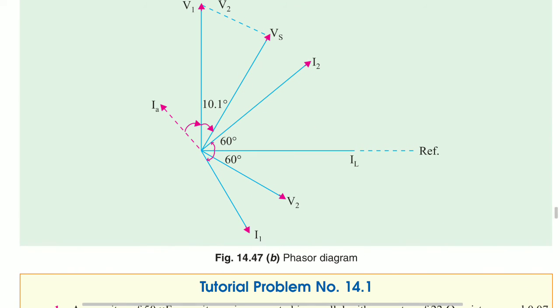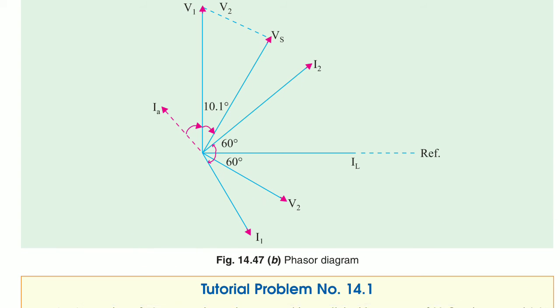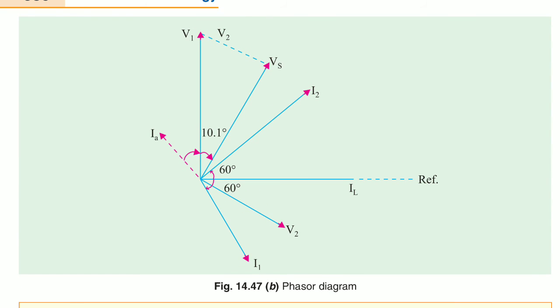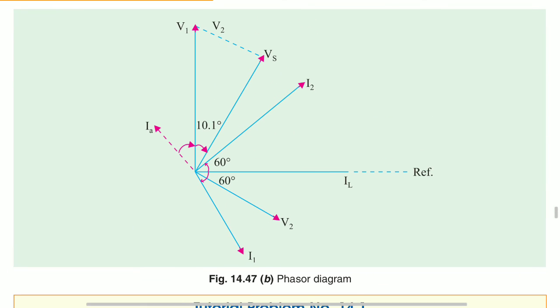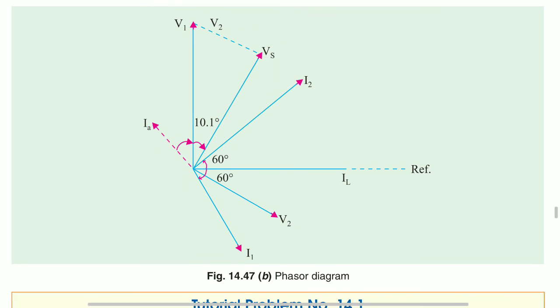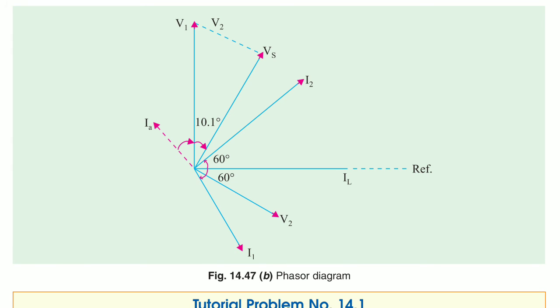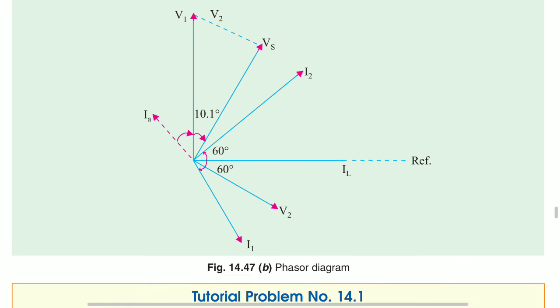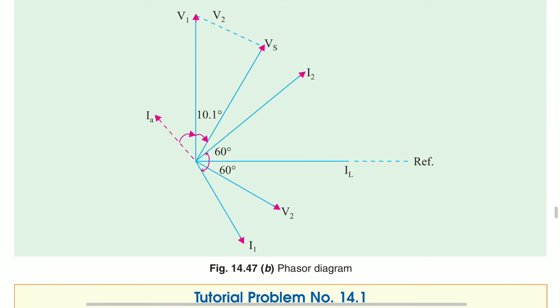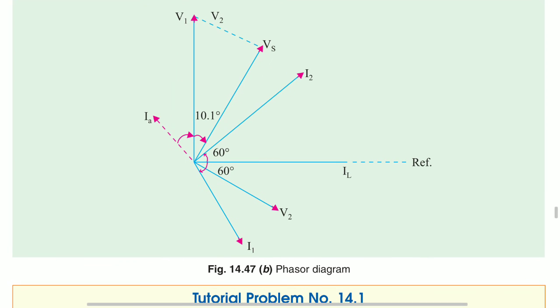Here the phasor diagram is: here I1, Ia, I1, I2, Ia and IL. IL is the reference, and here V1, V2, Vs. This is the phasor diagram they give you. So I2 and I1 are 60 degrees apart. Observe this one from the diagram.